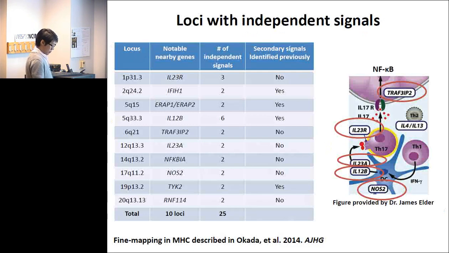For the MHC locus, we have performed fine mapping studies and published them last year. Among these 10 loci outside MHC, there are in total 25 different independent signals. 4 of these 10 loci were identified previously, and 6 of those haven't been reported in our previous meta-analysis. Interestingly, a lot of those loci that harbor secondary signals are again involved in the IL-23 signaling pathway, as I showed you in the MEGA study. At least 5 of those harbor secondary signals which participate in the IL-23 signaling pathway.